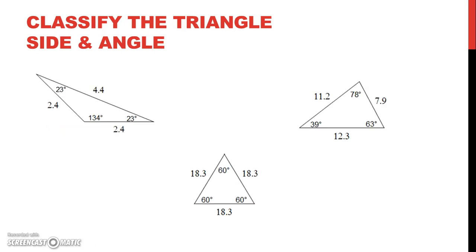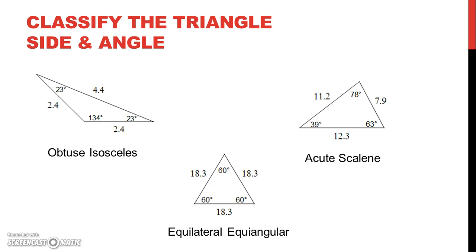Okay, let's look at some with numbers in them. The first one on the left has an obtuse angle, 134, and 2 congruent sides. This is obtuse isosceles. The one on the right is all acute, and all sides are not congruent, therefore this is scalene. And then the bottom one, all angles are 60, so that's equiangular. All sides are congruent, so it's equilateral.